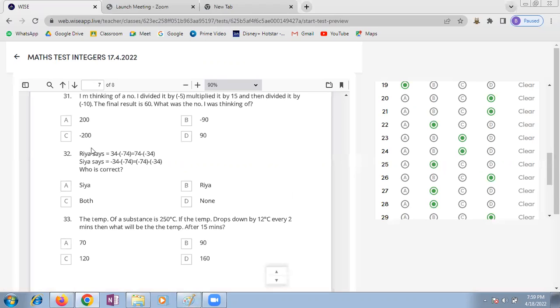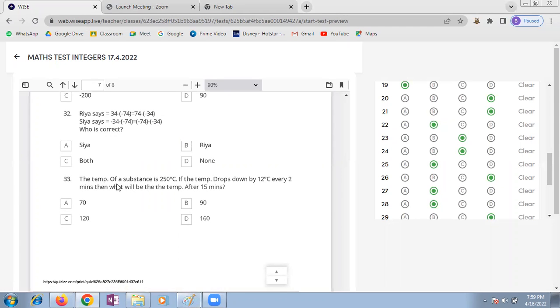I know that. Let me complete the part of who is correct. Ma'am, Ria is correct, ma'am. Ria is correct. Absolutely correct. Okay. The temperature is 250, and if the temperature drops 12 degrees every 2 minutes, what will be the temperature after 15 minutes?